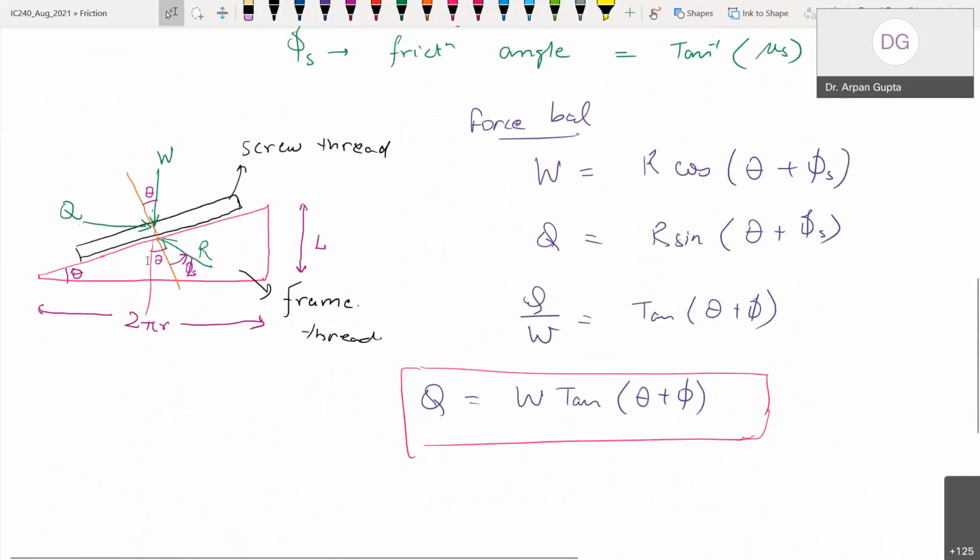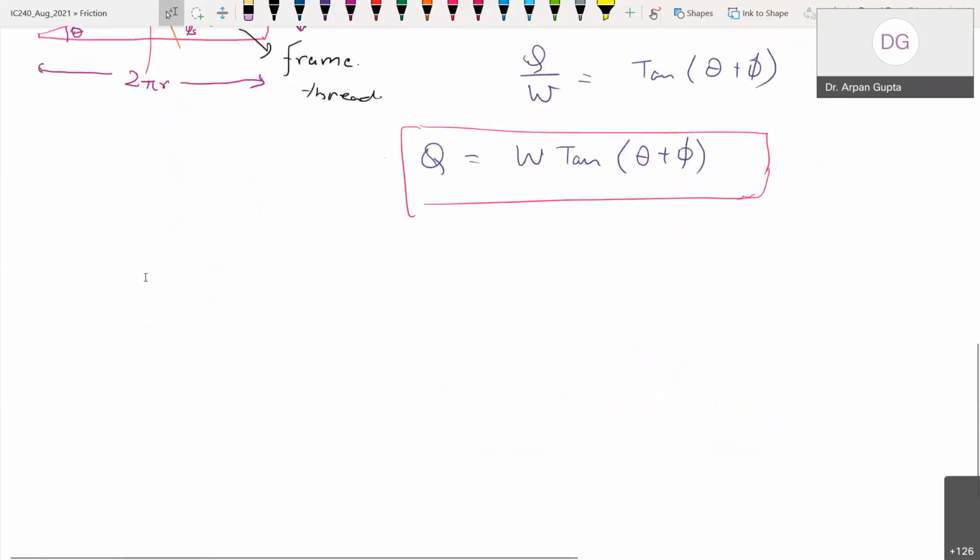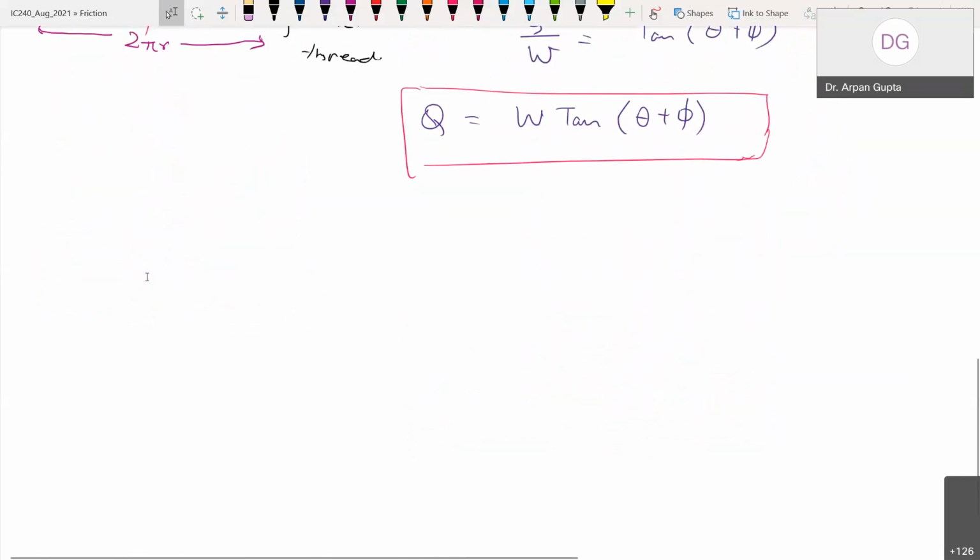Here I have balanced forces along the horizontal and vertical. You can also balance forces normal to the surface and along the surface. You will get slightly different equations, but if you manipulate them, you will get the same expressions. Now let us take an example so that we know how to do some calculations.